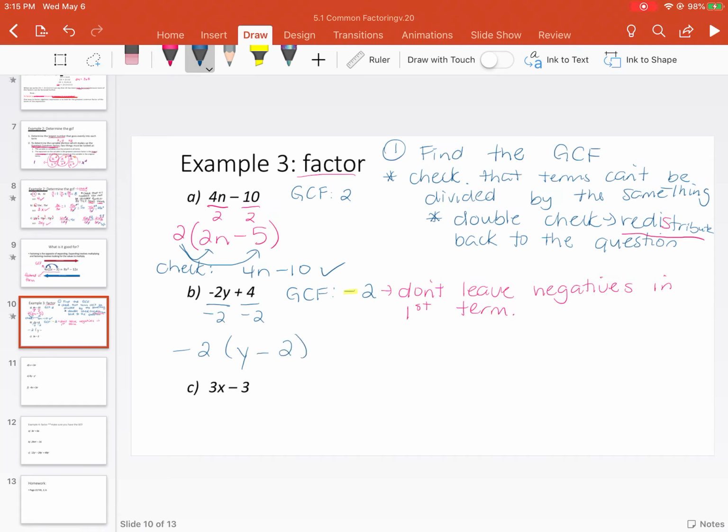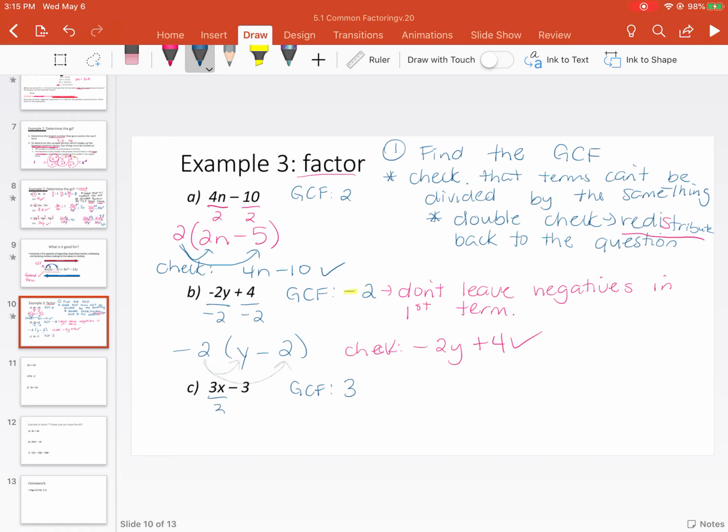So you divide negative 2y by negative 2 gives you just y, and then negative 4 divided by negative 2 is negative 2. And again, you want to recheck. 2 times y, 2 times negative 2. Negative 2 times y is negative 2y. Negative 2 times negative 2 is positive 4, which is what the question says. Okay, so that's the whole process here.